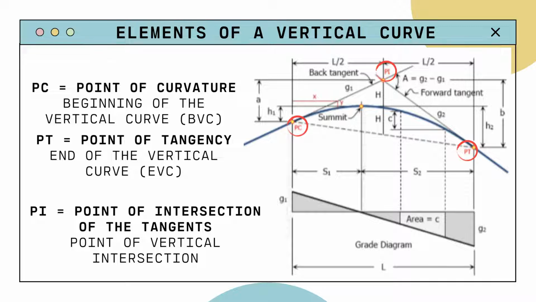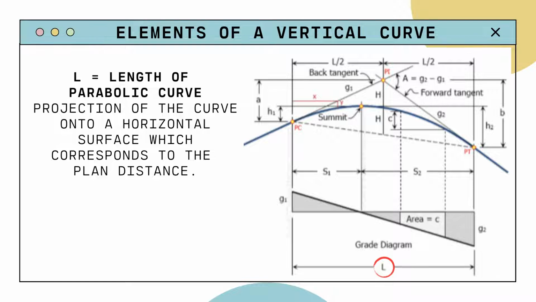So that is pretty much all you need to know from the first three elements of the vertical curve. The point of curvature starts the vertical curve, the point of tangency ends the vertical curve, and the tangents that the point of curvature and point of tangency form have an intersection, which is called the PI, or the point of intersection. So that's basically it.